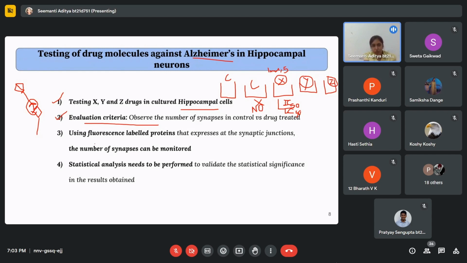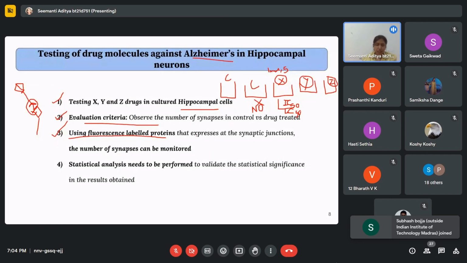For checking that, we can use a technique which is fluorescence labeling. There are proteins called synapsins or synaptophysin, which are present in the synaptic junction, and maybe we can label them. Once we treat the cells with different drugs, we can use immunohistochemistry, where an antibody and a fluorescently labeled antibody can bind to the synapsin protein. Where there are more synapses, it will fluoresce more. Where there are fewer synapses, it will fluoresce less.